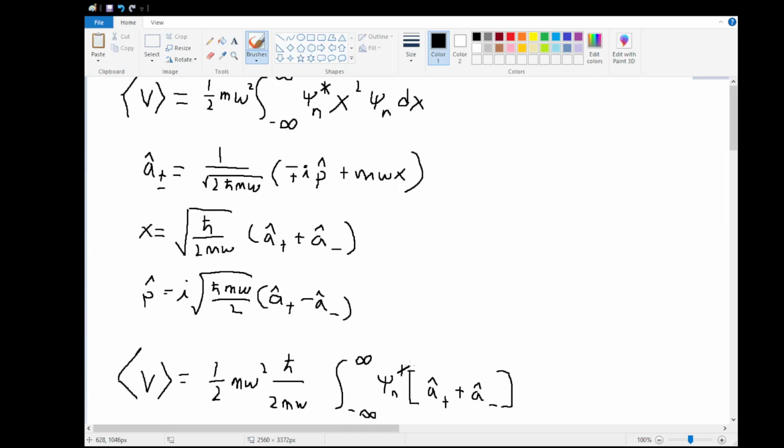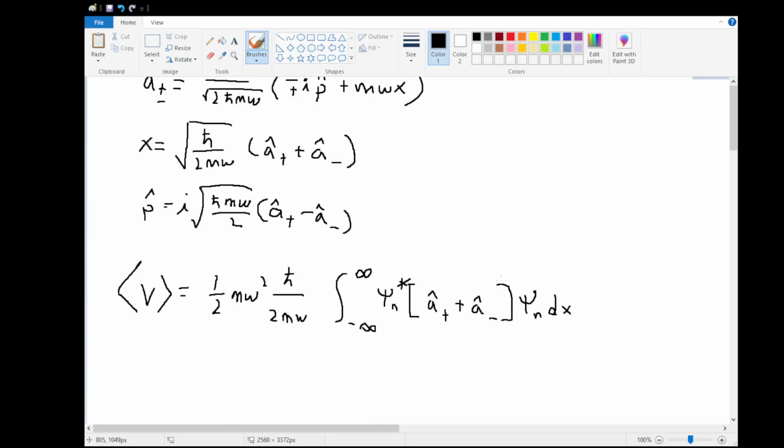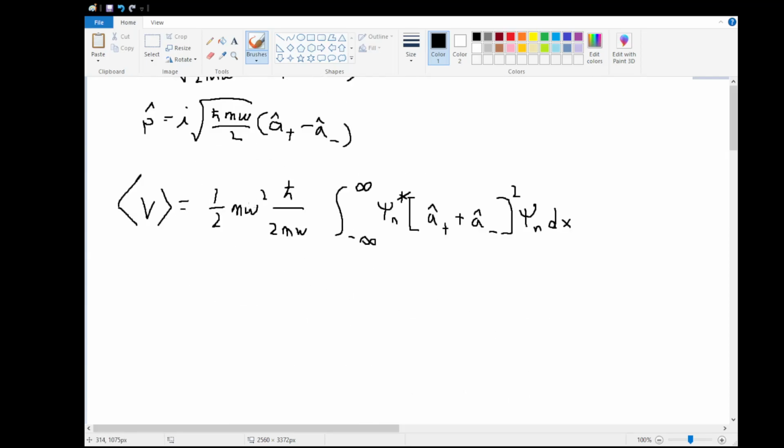Times, and let's not forget the complex conjugate, psi n times dx, and then we're squaring this because it's x squared. So from here, we can eliminate the m, the omega goes to first power, so this equals, let's see, h bar omega over 4 times the integral from negative infinity to positive infinity. And we have psi complex conjugate.